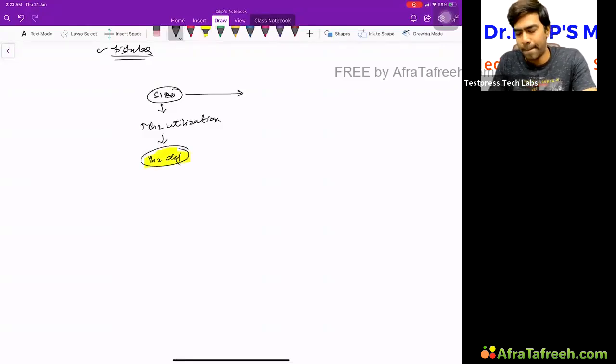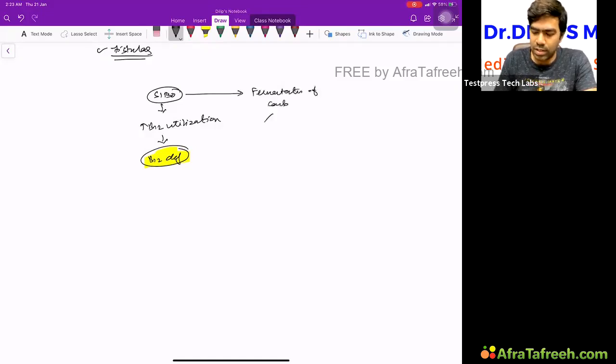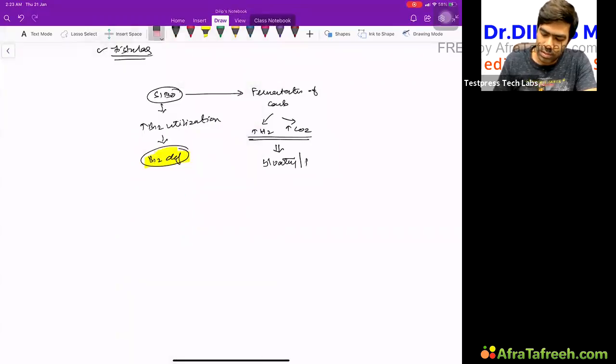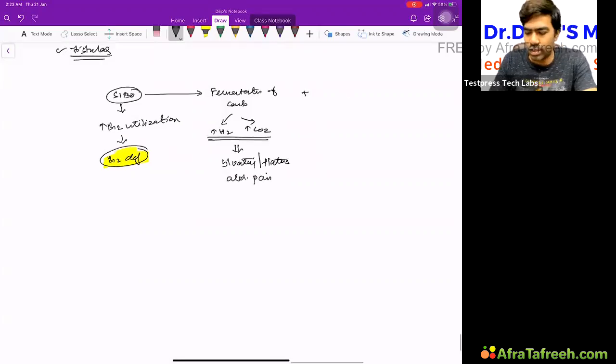And second is, because of more bacteria, they cause fermentation of carbohydrates. And this will result in more H2 and more carbon dioxide production. And that will result in development of bloating, abdominal pain, and severe symptoms. Bloating, recurrent flatus will be there. This gas will be passed. So flatus, abdominal pain, very common.